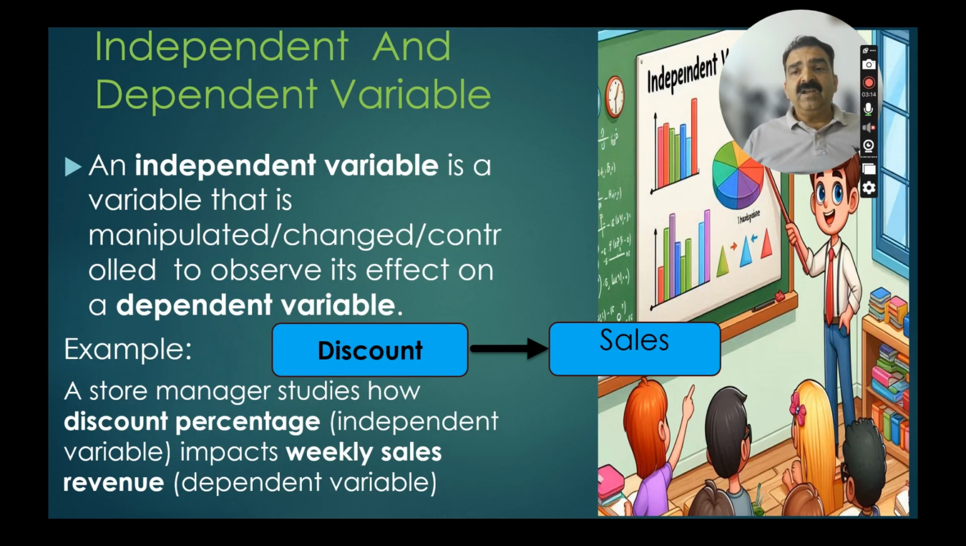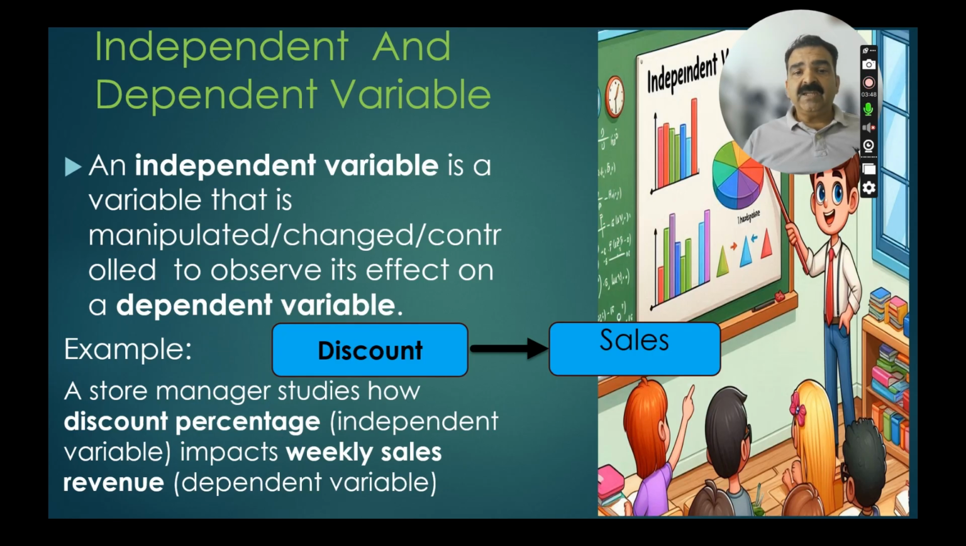Second thing is, how do we find whether the impact of one variable on the other is positive or negative? Here there is some confusion, mostly with students. The basic idea is that if IV and DV, that is, the independent and dependent variable, move in the same direction, we say it is a positive impact. Like in this example, when the discount is increasing, the sales is also increasing, so they are moving in the same direction.